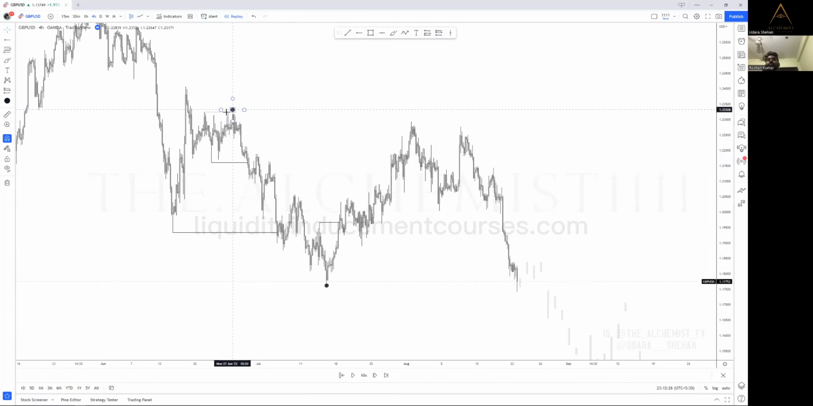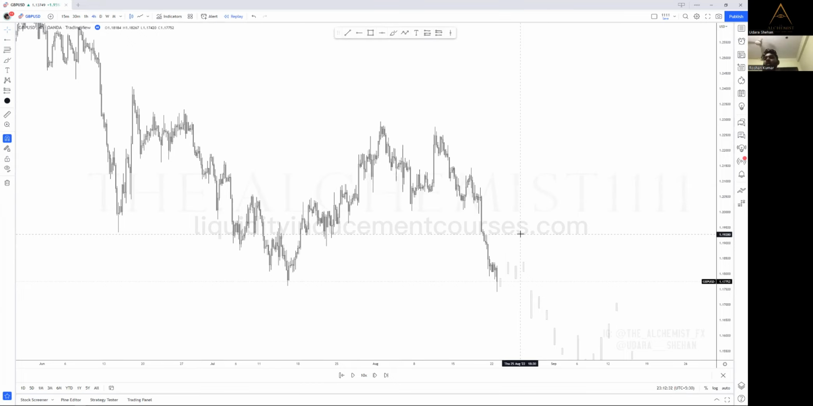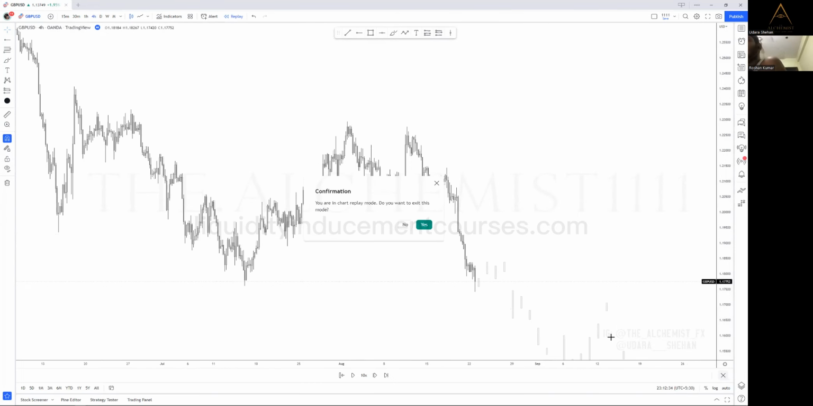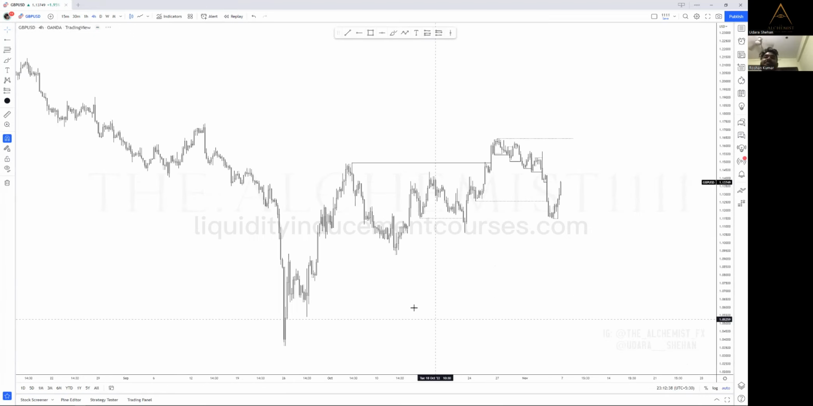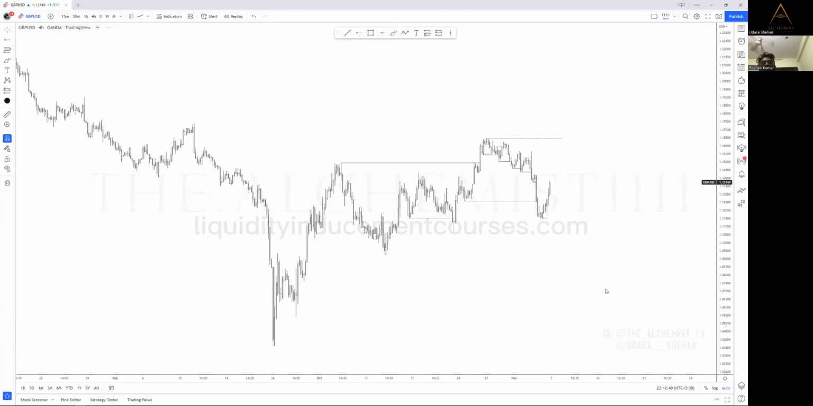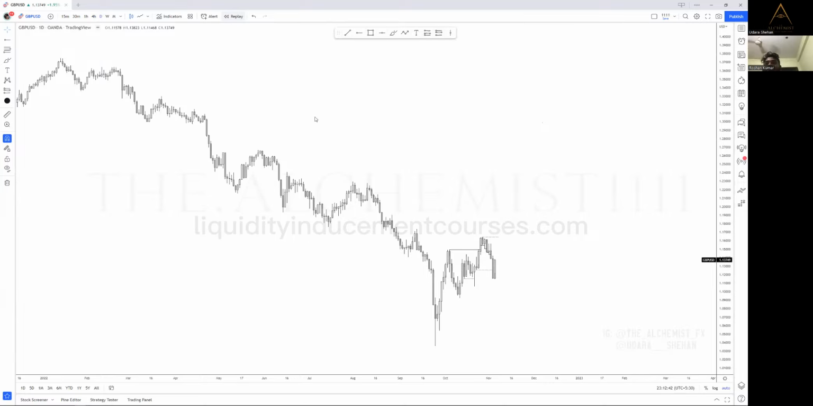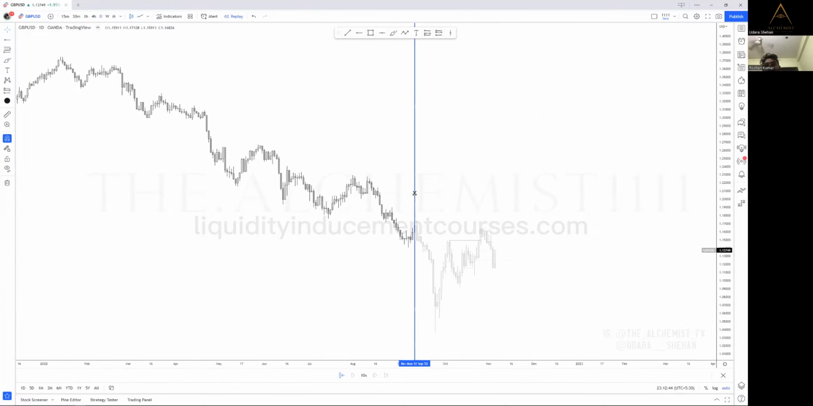So ranges must be marked out on a daily, or if the daily isn't clear, it can be on a 4-hour. But remember, always base your trades on the higher time frames. So let's look at another one. I'll show you another range, then let's do a top-down analysis.